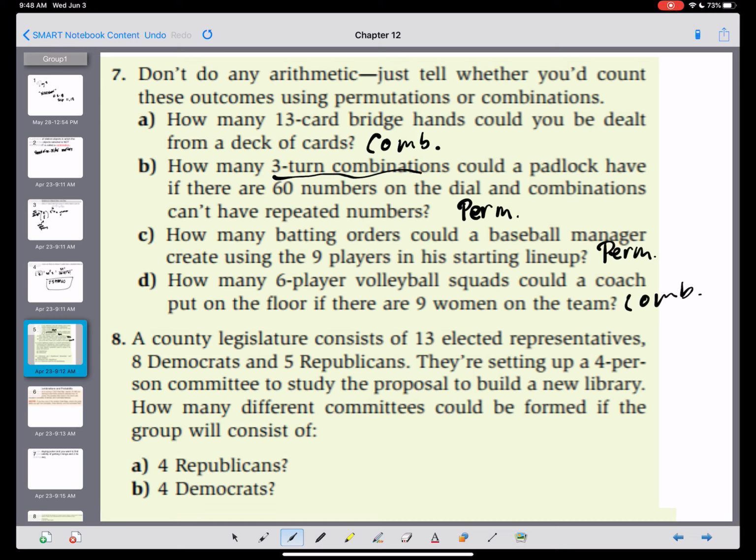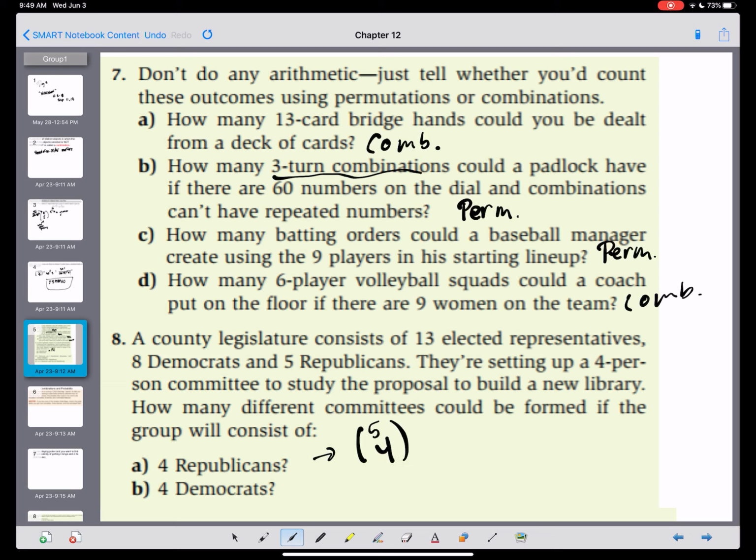Number 8, a county legislature consists of 13 representatives, 8 Democrats and 5 Republicans. They are setting up a 4-person committee to study the proposal to build a new building. How many different committees can be formed if the group will consist of 4 Republicans? Well, we have 5 Republicans to choose from, and we're just picking 4.